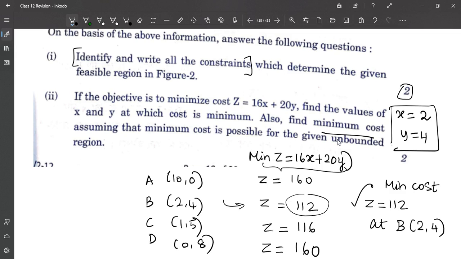Is there anything else asked in the question? Assuming that the minimum cost is possible for the given region, it is surely possible. It is possible at one of the corner points. So the minimum cost is 112. Okay, so we have answered both the questions.